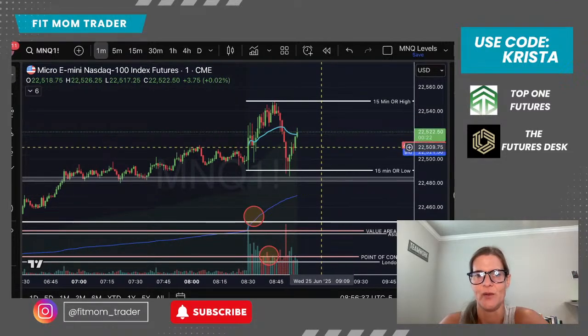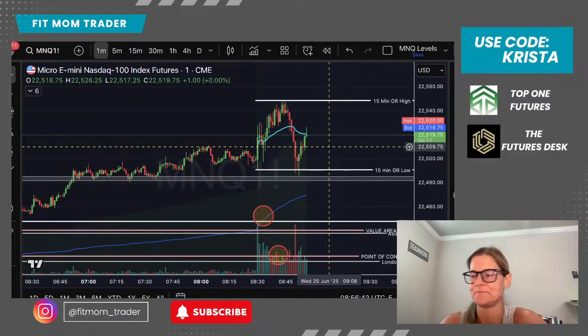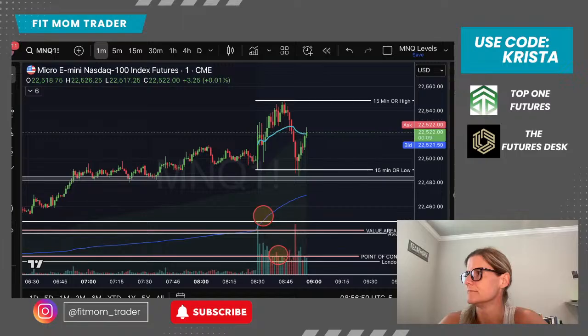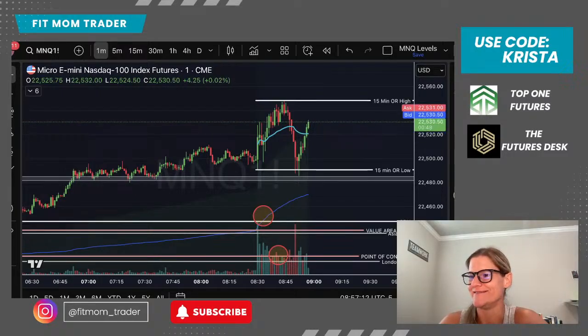So, did anyone take that bounce off the 15-minute opening range low? Anyone brave enough to take a long there? Oh, Kadir did. I'm kind of mad at myself now. I laid it out perfectly. I just didn't take it.